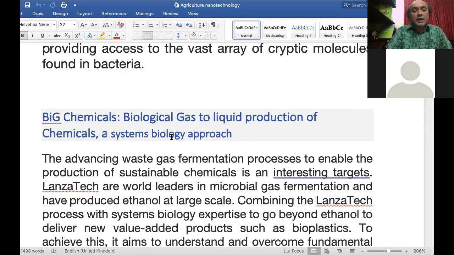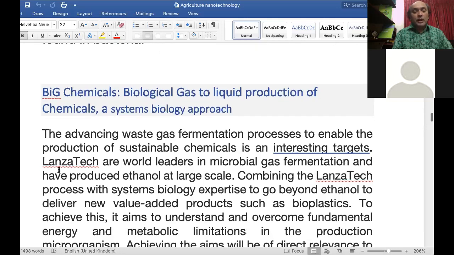That is, you change the biosynthetic pathway or synthesize new genes to regulate the existing system in the organism. Advancing waste gas fermentation processes to enable the production of sustainable chemicals in interesting targets. Langertech are world leaders in microbial gas fermentation and have produced ethanol at large scale.